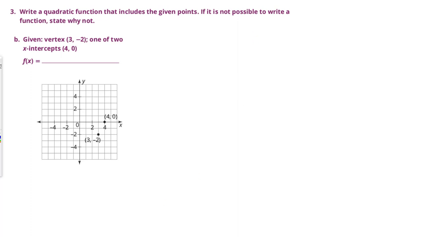So we're writing the quadratic function. We're given the vertex on this one and 1 and 2 intercepts. There are 2 different ways you can do this one. You can either go through the factored form or you can go through the vertex form. Your choice, but just make sure if you're doing the factored form, you find the other x-intercept before you start.